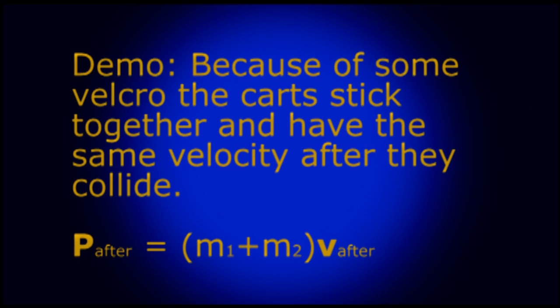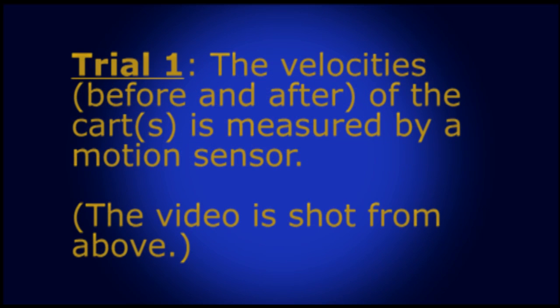The carts have some Velcro and stick together after they collide. Hence the carts have the same velocity after the collision, and the system's momentum can be calculated as the sum of the two masses times their shared velocity. A motion sensor placed at the start of the track records the velocity of cart 1 throughout the demo.